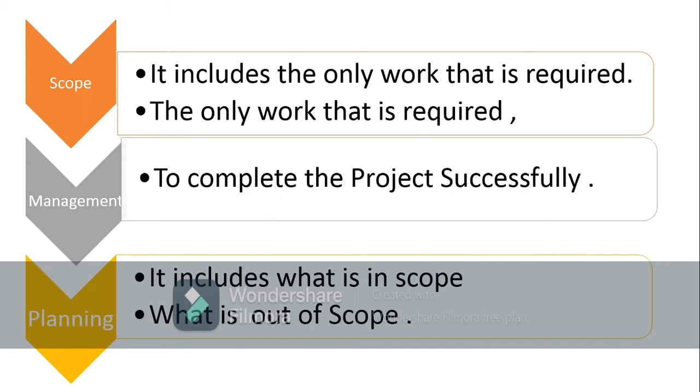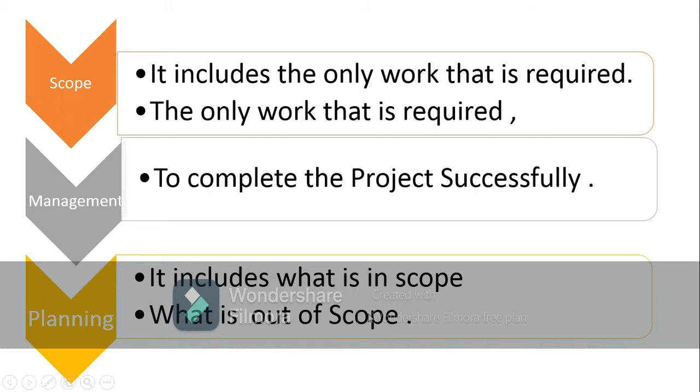Scope is one of the important chapters in the PMP examination, if you're preparing for the PMP exam. Scope is defined as the only work that will be required to be delivered to the client. It is the only work that describes what I'm going to be delivering to the customer. To make sure that we successfully deliver the project on time, it includes what's inside the scope and what's outside the scope.